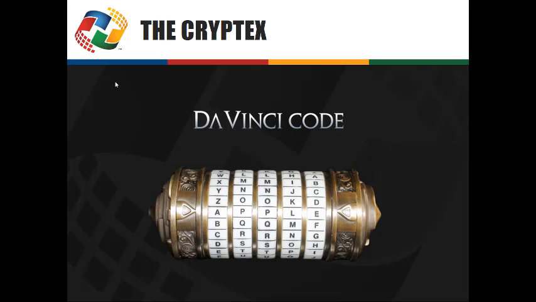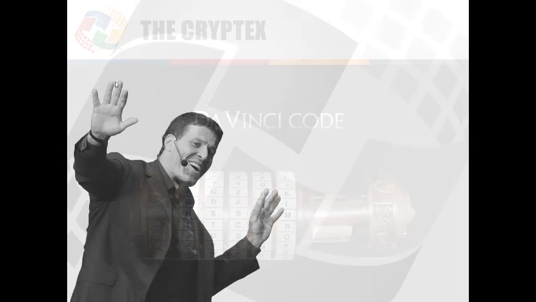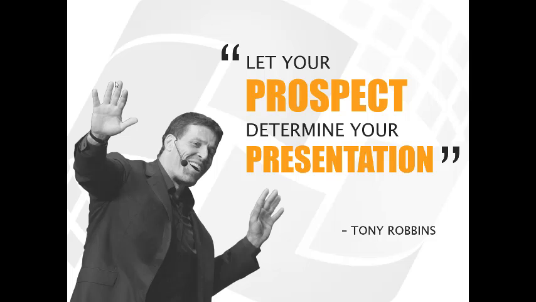So maybe you should watch this movie to see the suspense that goes on. But that is essentially what it's about. So if you dial in the wrong combination, you will destroy the secret that is hidden within the CRYPTEX. And you can see here it's opened up with the little vial of vinegar in there and the papyrus. Tony Robbins said, let your prospect determine your presentation. Well, this is exactly what BANKCODE is about.